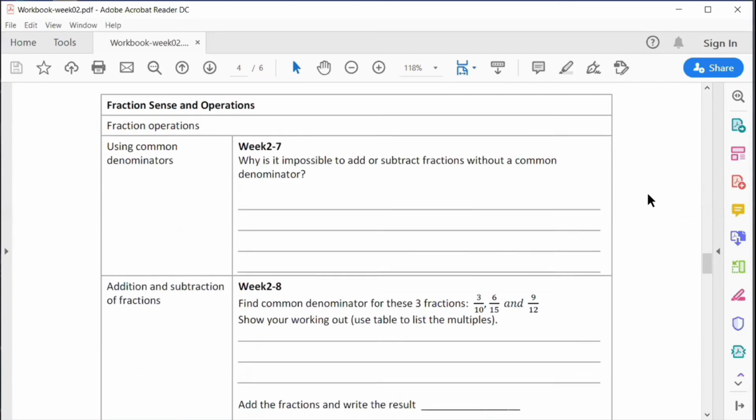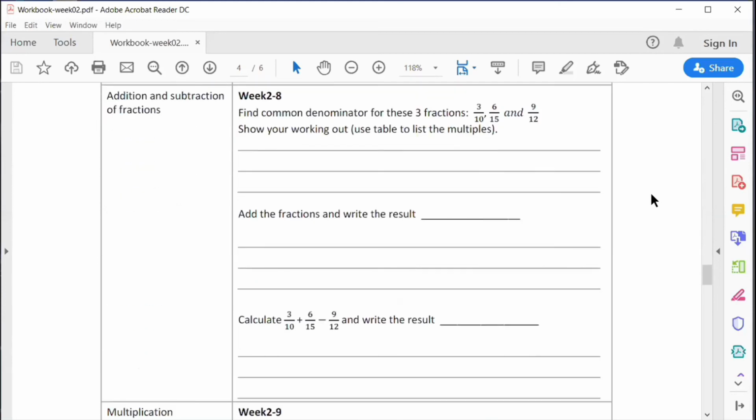That's all I want. Now, question number 8. Here we have 3 fractions. I want you to work it out and write it down on paper, so you're working it out.